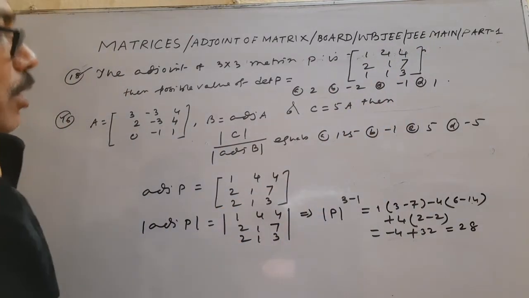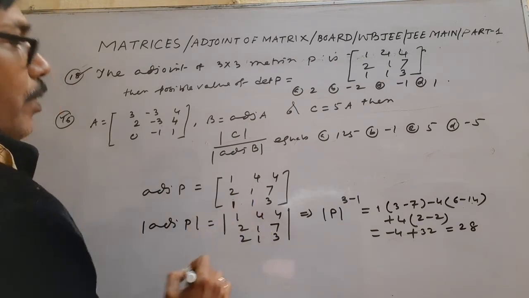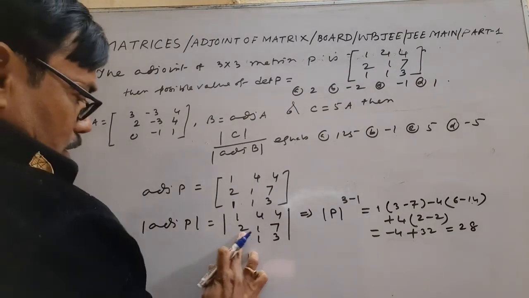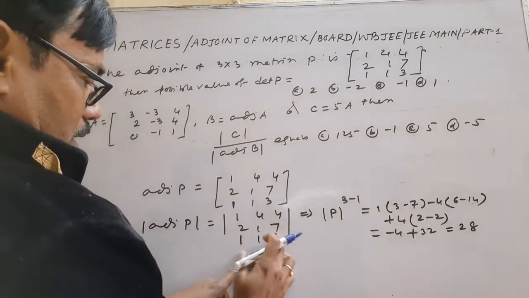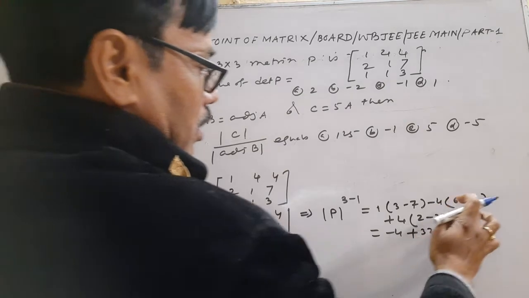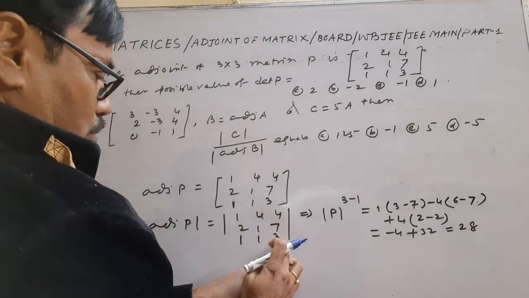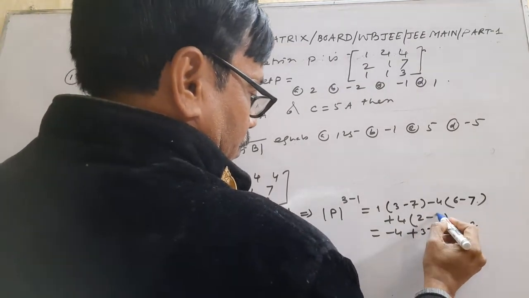Not 213, this is 113. This one is 113. So 1 into 3 minus 7 minus 4 into 6 minus 7. This is 6 minus 7 plus 4 into 2 minus 1.